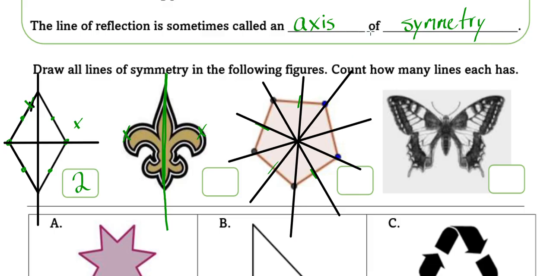So that has 5. Oops, I forgot to write that. The Saints logo has 1. This pentagon has 5. This last one's just an example of how this is true in nature also. That line of symmetry straight down the middle splits that butterfly, and it maybe is not exactly pattern-wise, but each point does directly have another point on the opposite side, so that is one line of symmetry.